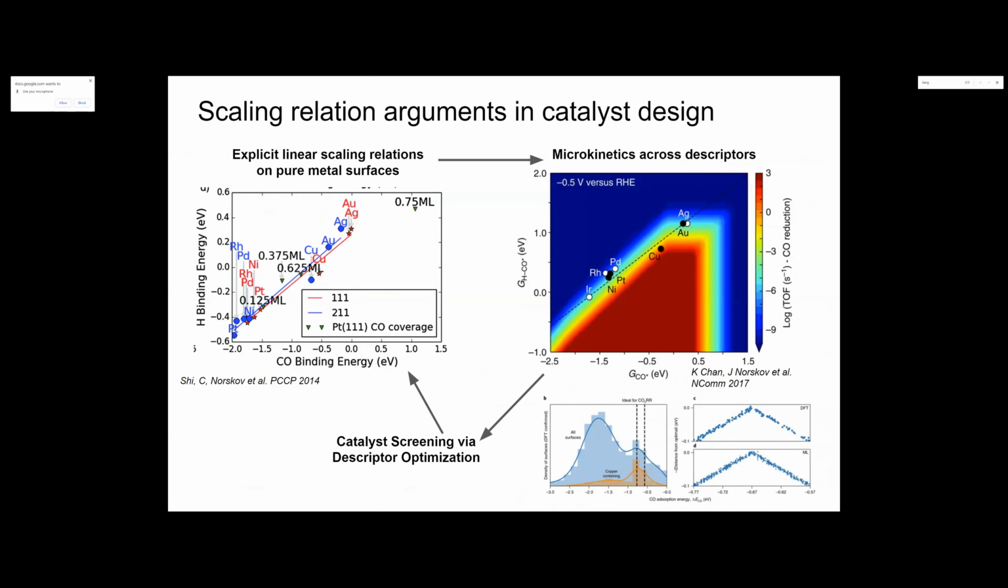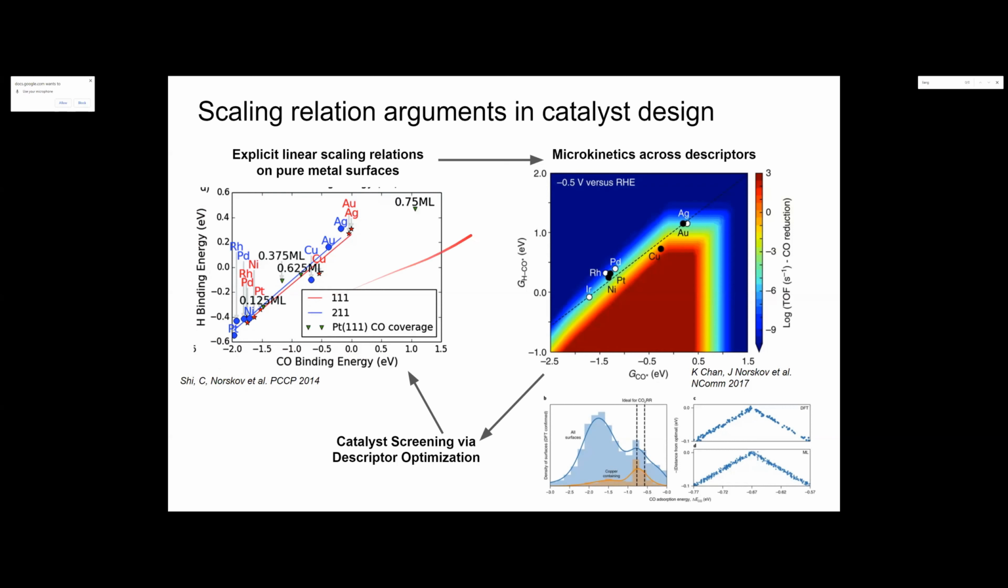Okay, so scaling relation arguments in catalyst design often go something like this. This is sort of a simplified view. We do a lot of really detailed calculations on pure metal surfaces. This is an example from Jens's group, Chuan Shi and PCCP in 2014. This is a scaling relation between hydrogen binding energy and CO binding energy. For the pure metals, this looks really nice and clean. And we do scaling relations both for the thermochemistry and for the kinetics.